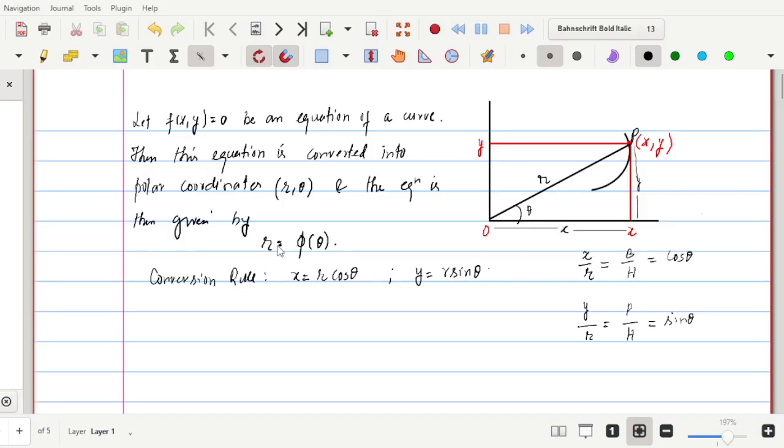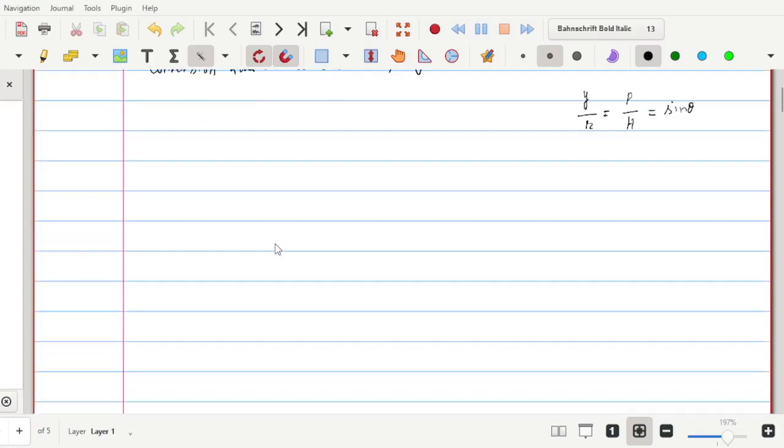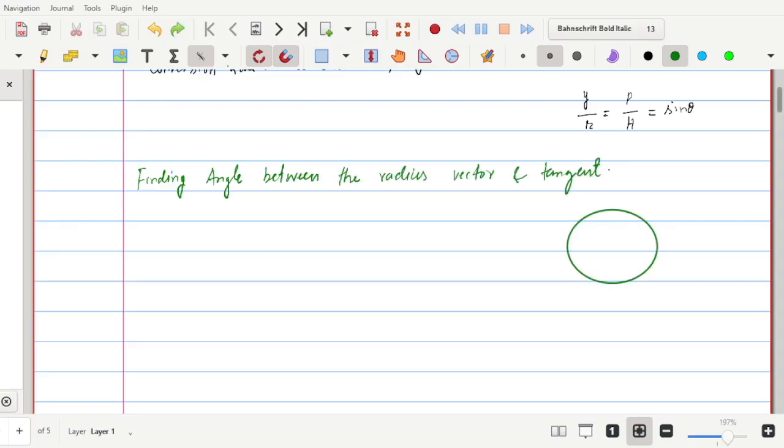Now let's come to our main topic of this lecture, which is finding the angle between the radius vector and the tangent. Now we shall try to understand this angle between the radius vector and the tangent using the figure. Suppose this is our figure, and this is the coordinate system, this is the perpendicular y-axis, and the horizontal line is the x-axis.